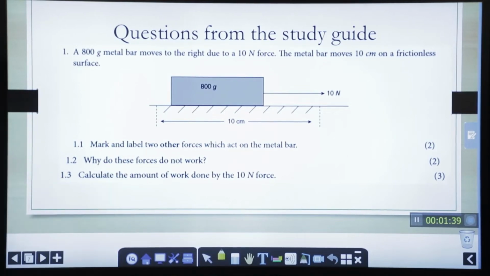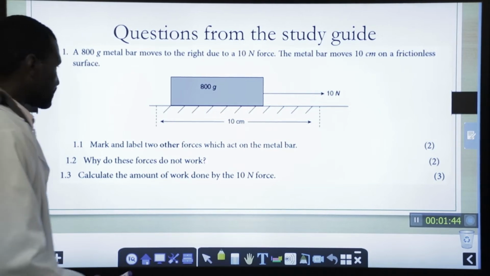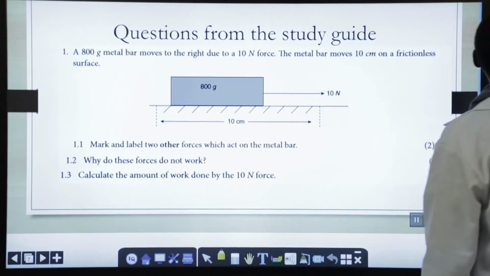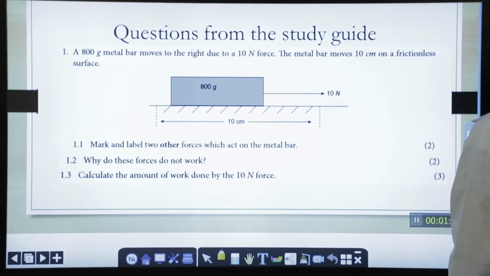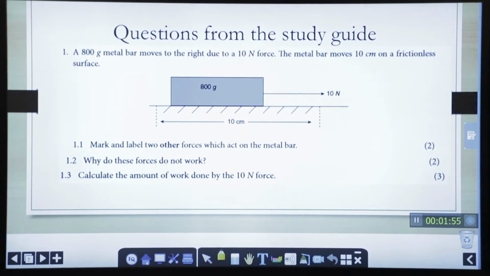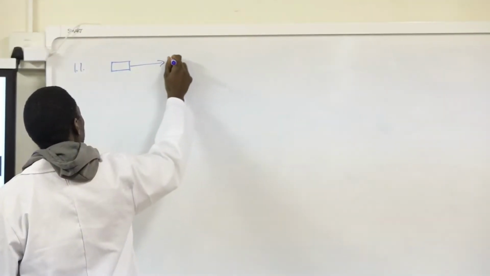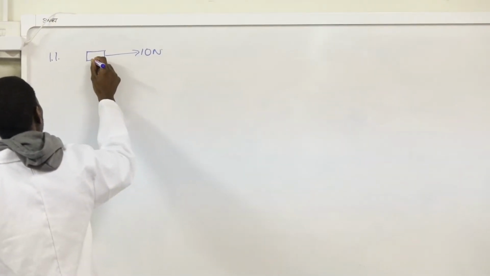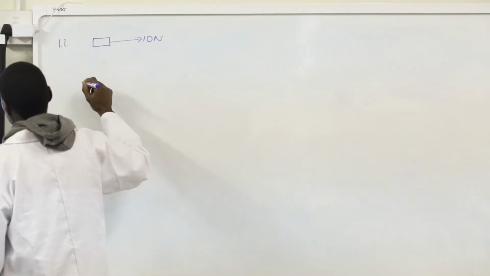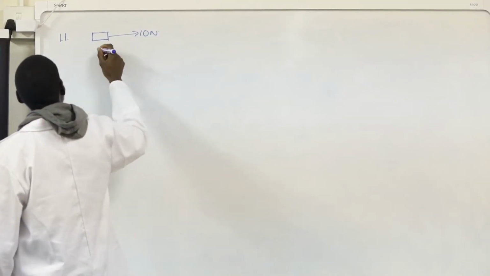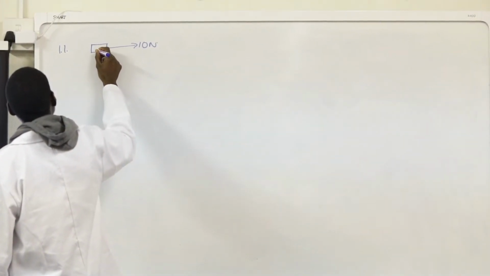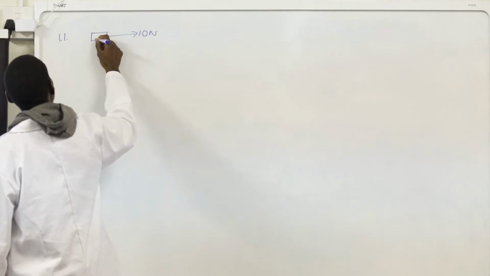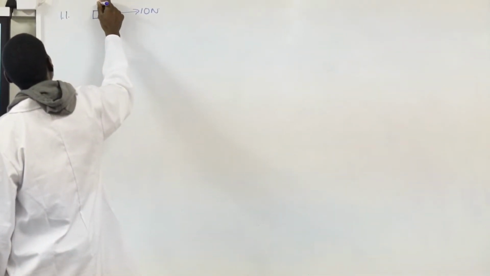Mark and label two other forces which act on the metal bar. So now we have a metal bar, and this metal bar has the force of 10 newtons in that direction. The other forces working on it will be the metal bar's weight as well as the normal force.